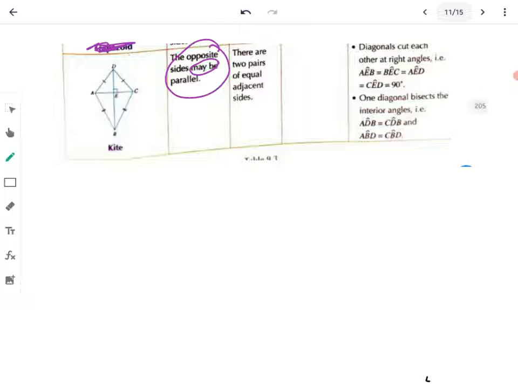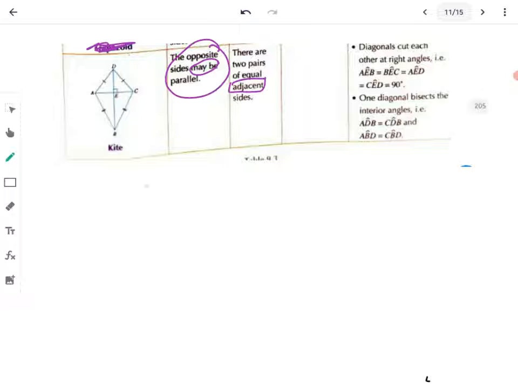So here there are two pairs of equal adjacent sides. Unlike the other quadrilaterals, where the opposite sides are equal, like parallelogram, rhombus, square, and rectangle. Their opposite sides are equal. But in a kite, that's not the case. The sides being equal are the adjacent sides.